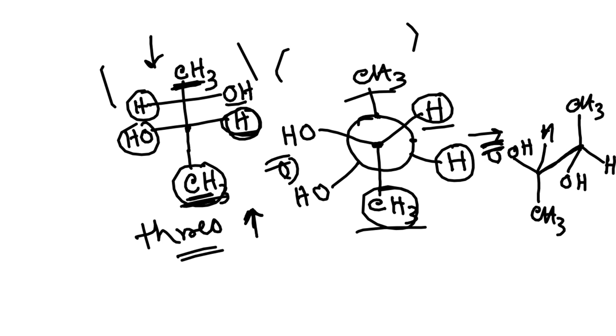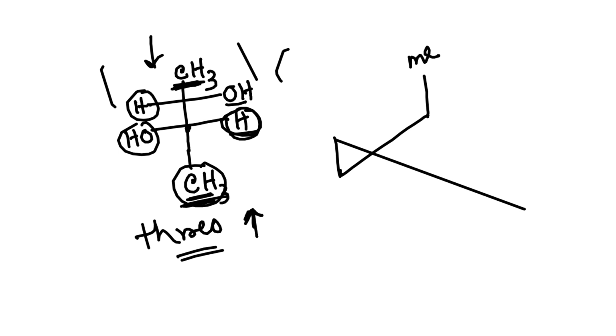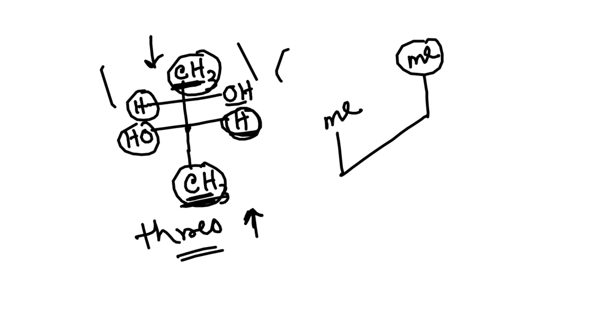So this is how you can easily make it in the Sawhorse form, or you can directly draw the Sawhorse form from the Fischer projection. You just look into the Fischer projection formula. You draw a line like this. You put a methyl group over here. I will first try it in the eclipsed form. I put one methyl over here, the other methyl over here. Okay, now you can see this methyl group is this methyl group, and this methyl group is this methyl group.